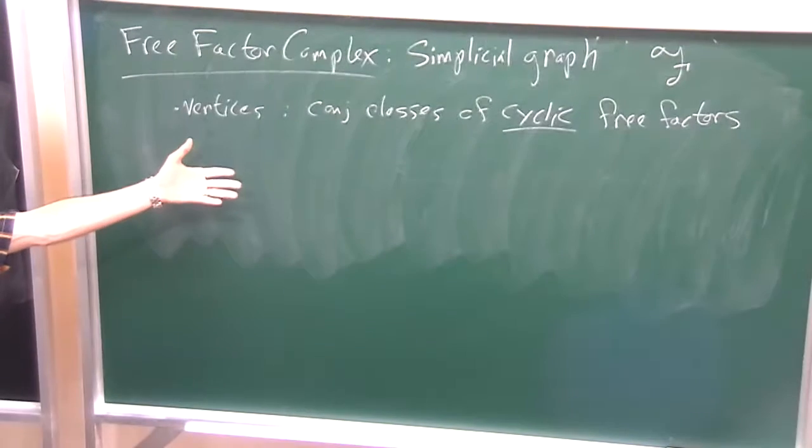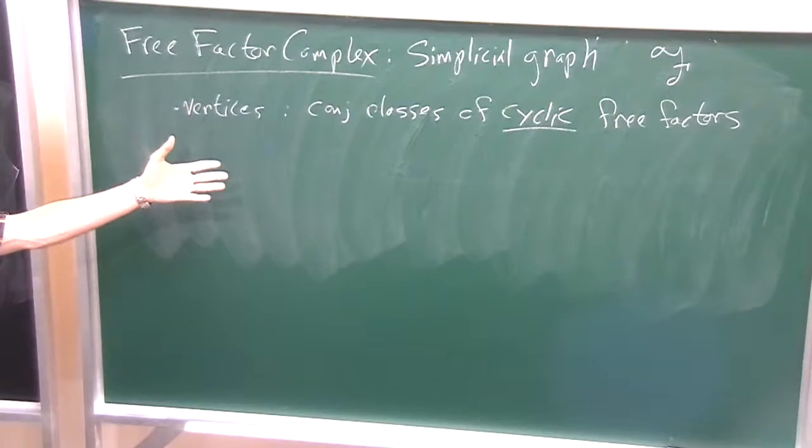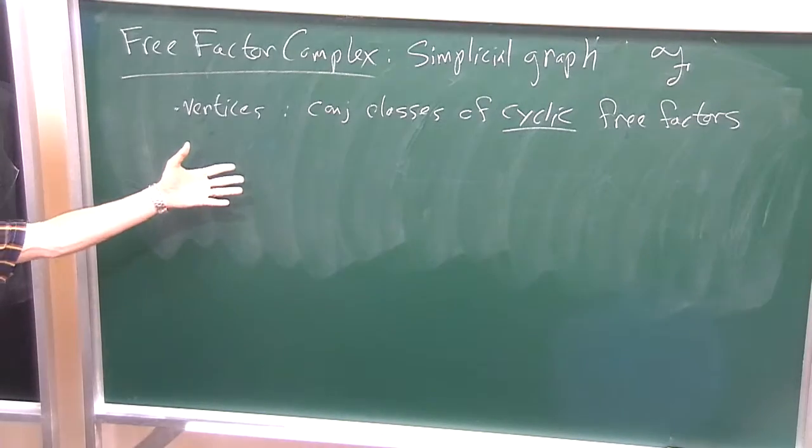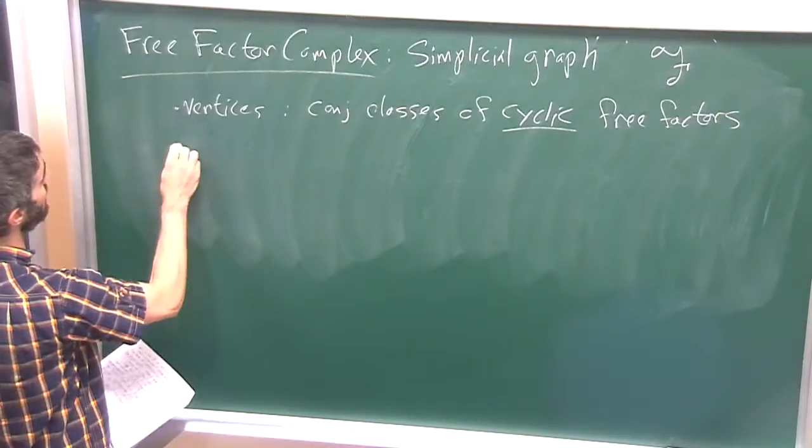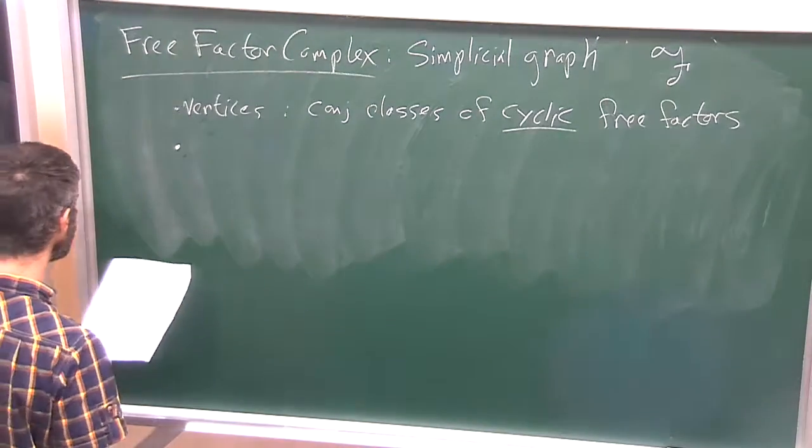Usually people take all free factors. But just looking at the cyclic ones gives you a quasi-isometric thing. So I'm just going to do that because it's simpler. OK? But usually people would have the vertices be any conjugacy class of any free factor. OK. All right, so the edges.